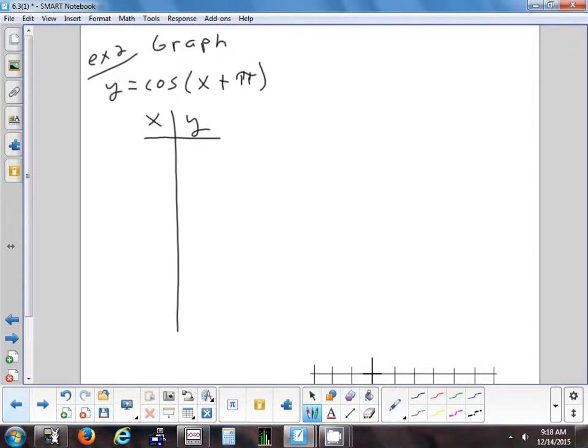1, 0, negative 1, 0, 1. Perfect. 1, 0, negative 1, 0, 1. All right, so if you get that right, you get 5 points just for the right y values. Now we're going to get our x's.